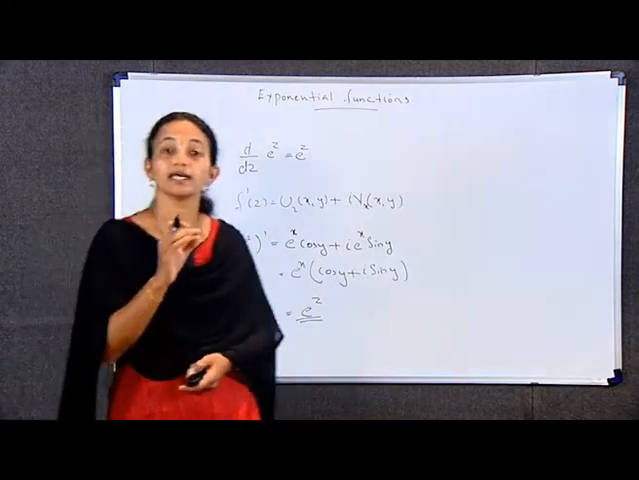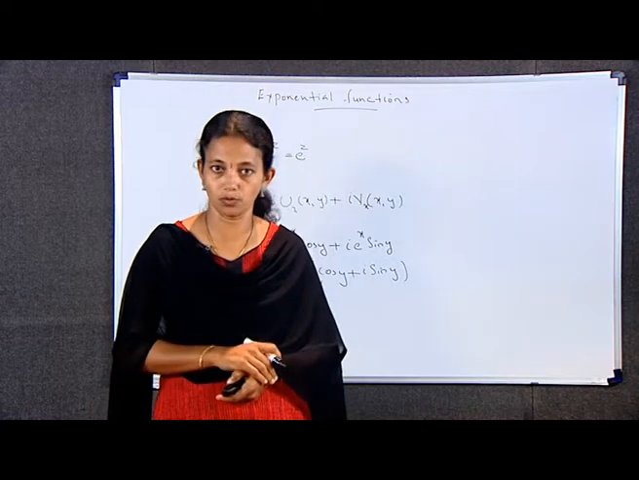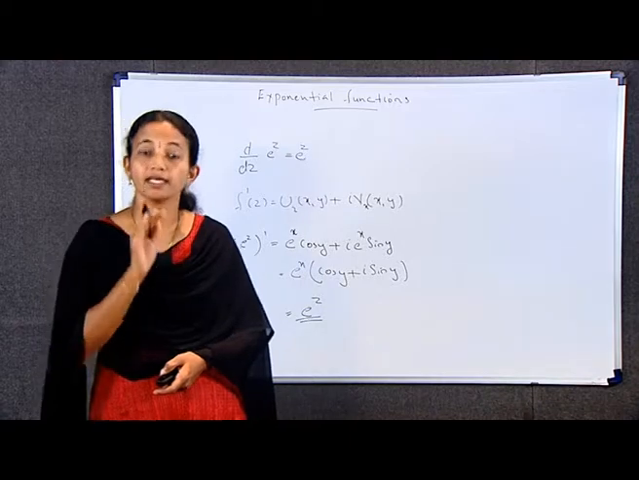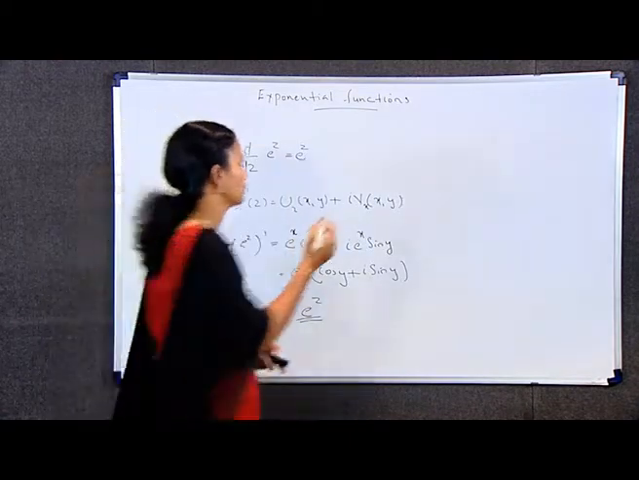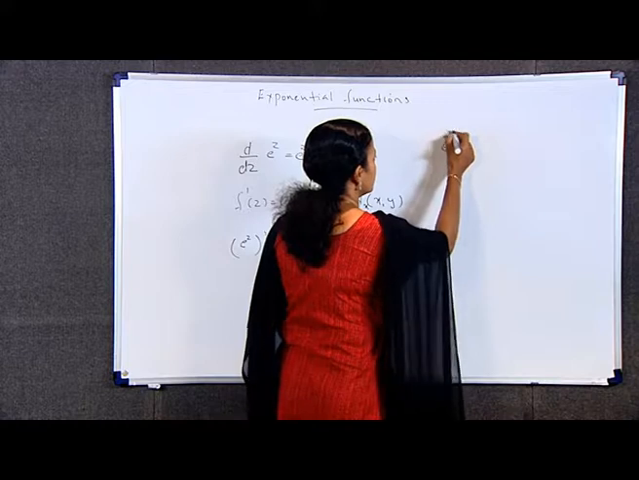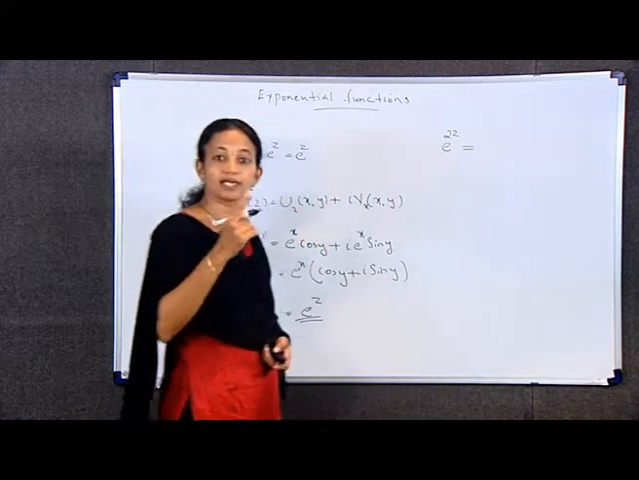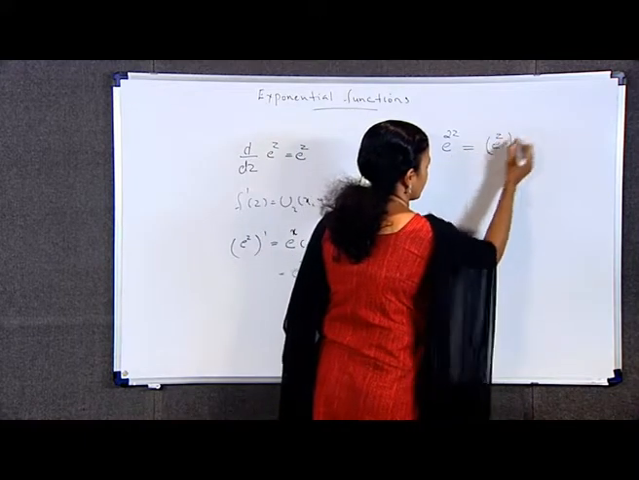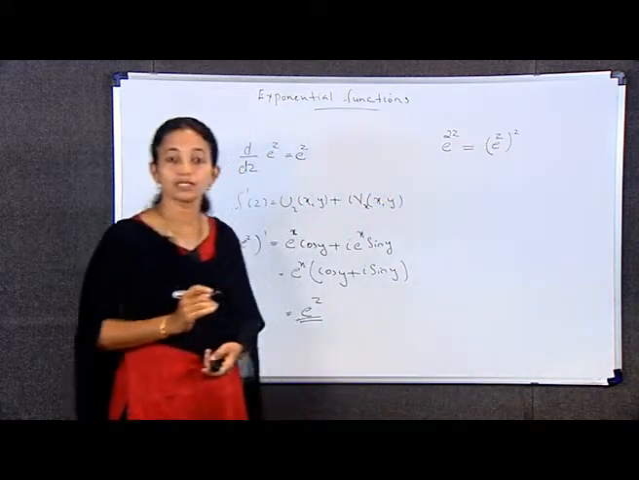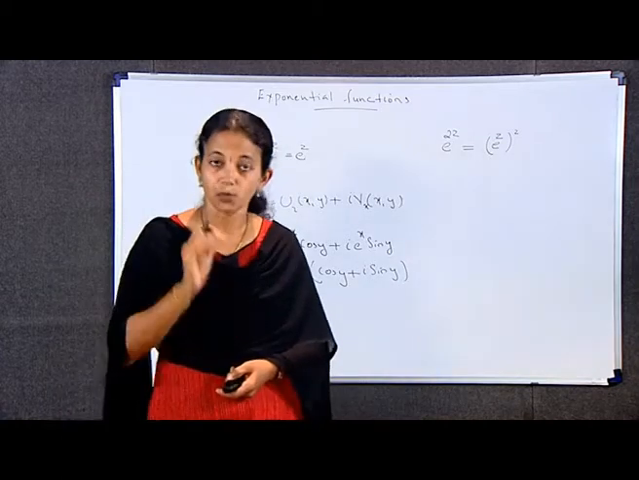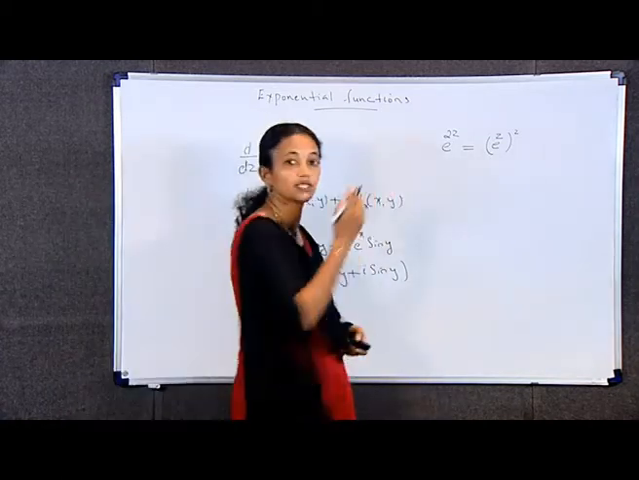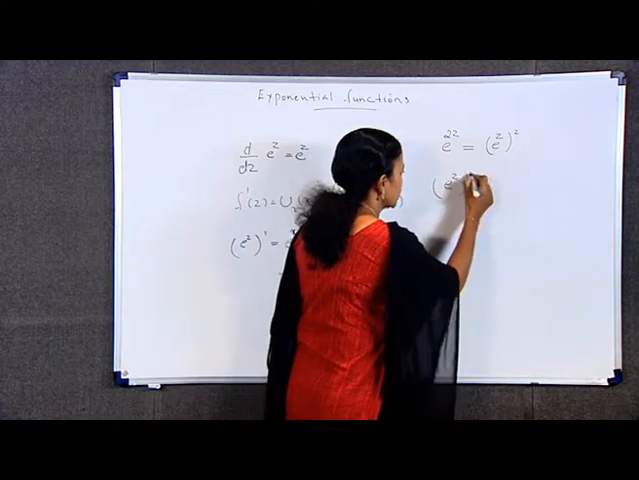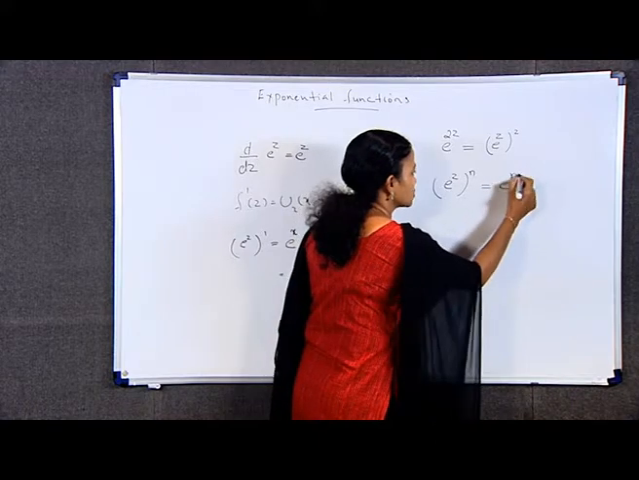Third property is e raised to z1 plus z2 is equal to e raised to z1 into e raised to z2. In particular, e raised to 2z, which we can write as e raised to z whole square. Also, by mathematical induction, we can write e raised to z whole raised to n is equal to e raised to nz.